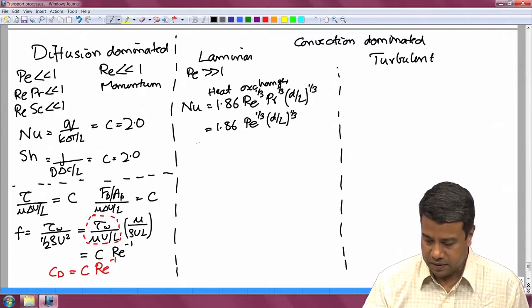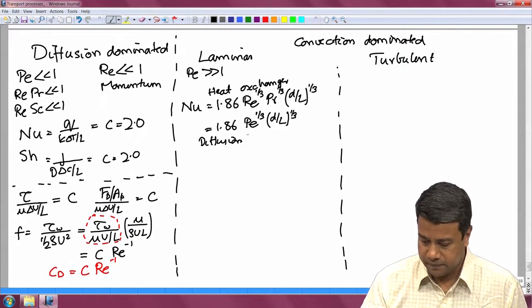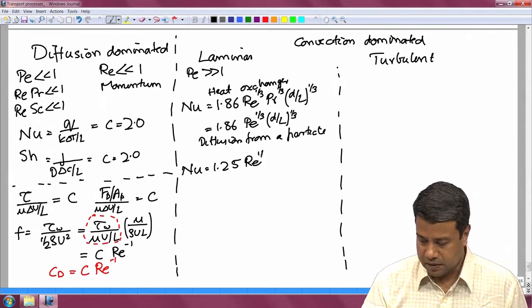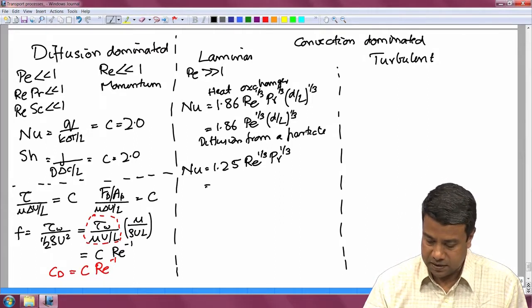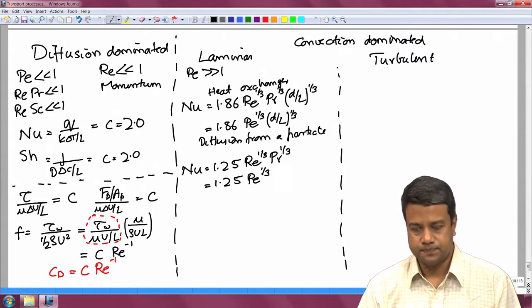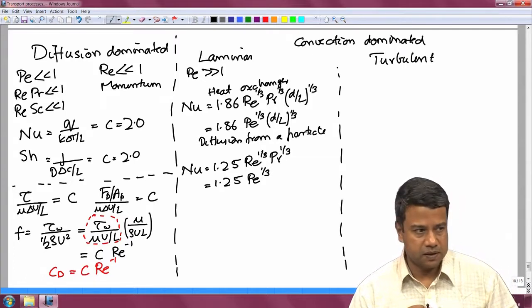For the diffusion from a particle, the Nusselt number was equal to 1.25 Re^(1/3) Pr^(1/3). I could also write this as 1.25 times the Peclet number to the 1/3. So, it depends on the Peclet number, the ratio of convection and diffusion. Why the 1/3 power, we will come back to a little later.